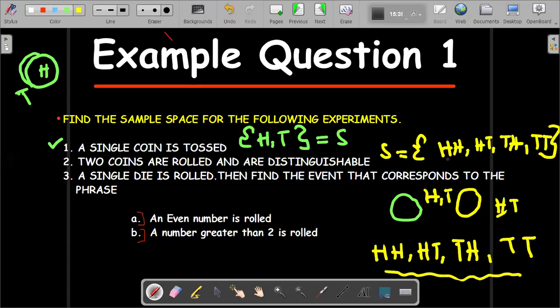So this here will be our sample space. Okay. So any questions here, now that we are getting the sample space? Any questions here?